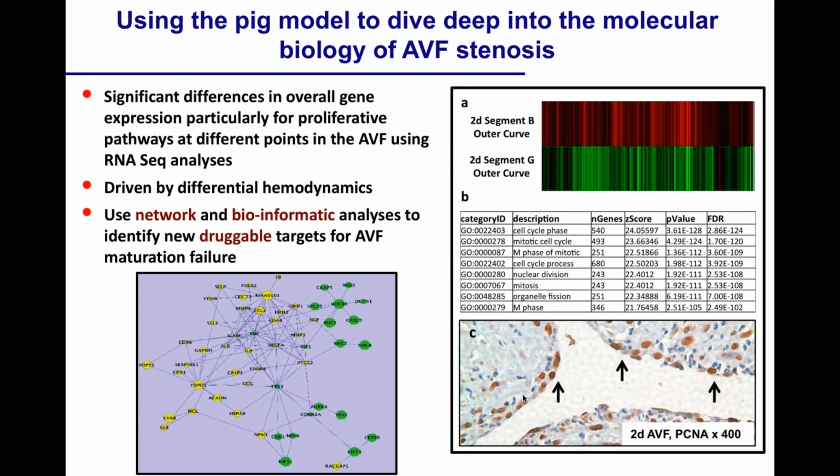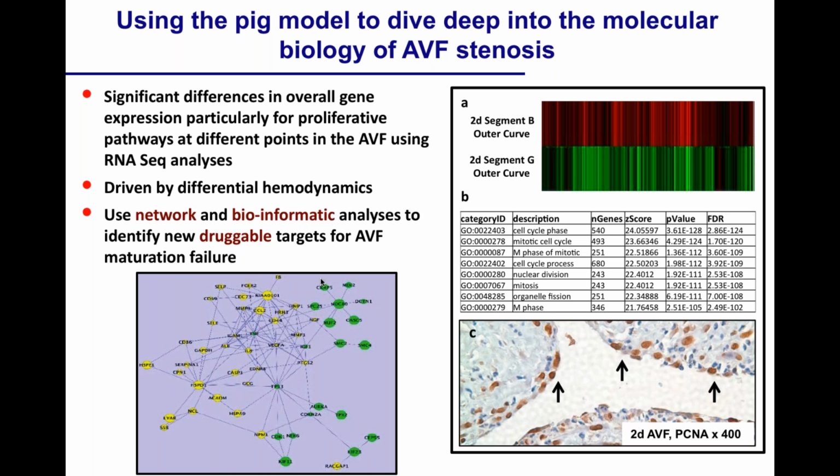Now, since that time, we're currently using this pig model to dive a lot deeper into the molecular biology of arteriovenous fistula stenosis. In other work, we've been able to demonstrate very significant differences in overall gene expression for different proliferative pathways in different areas in the arteriovenous fistula. And we believe that this is driven by differential hemodynamics. And we are beginning to use both network and bioinformatic analyses to try and identify new druggable targets for arteriovenous fistula maturation failure.